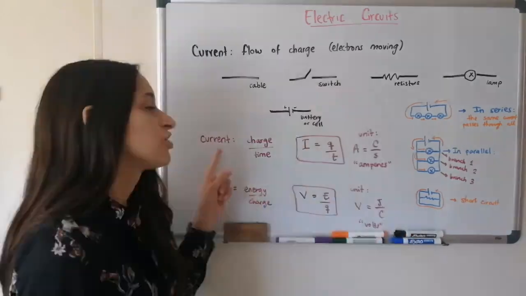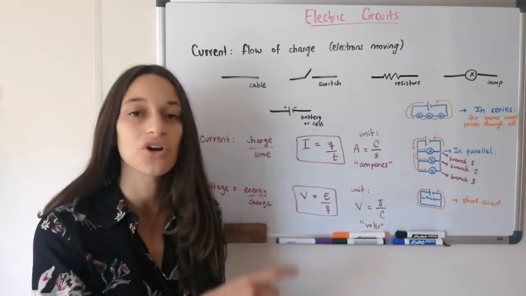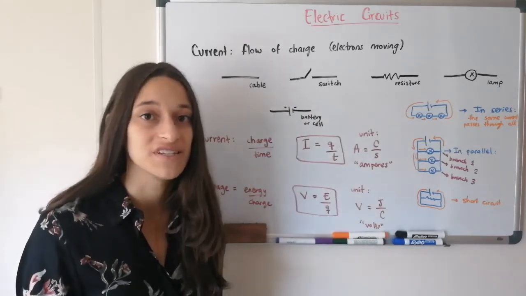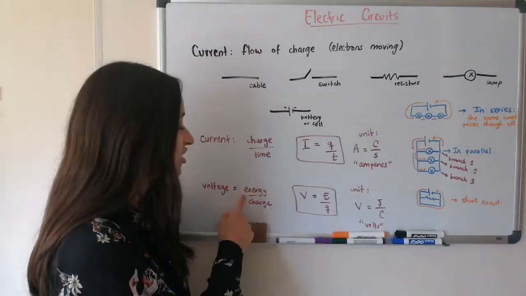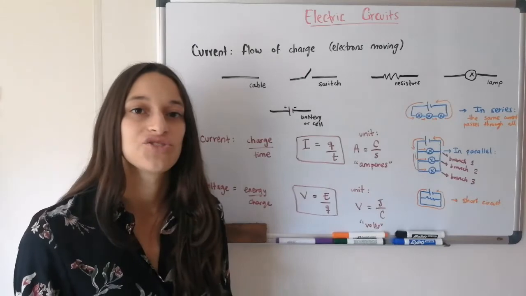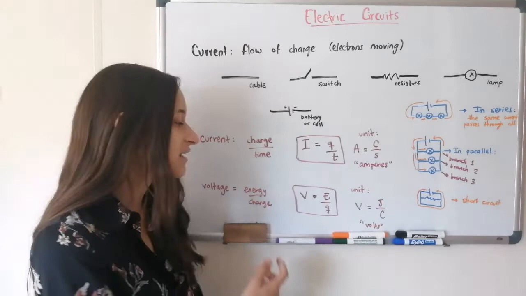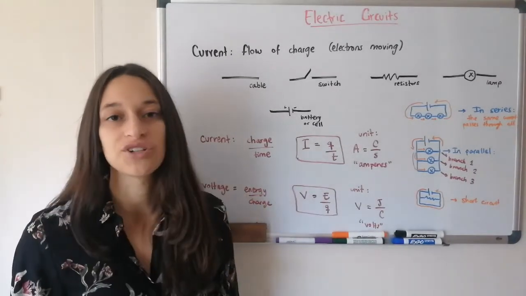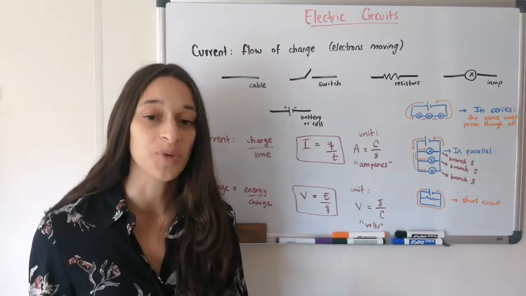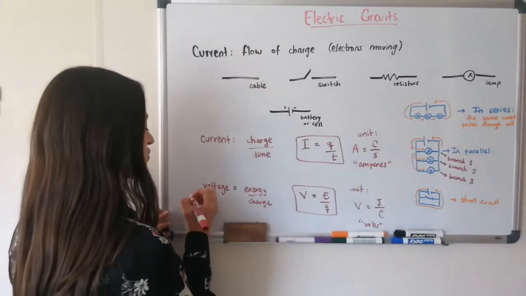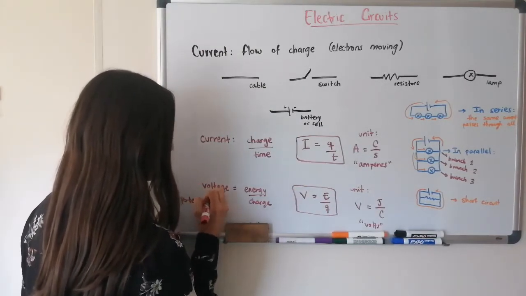So current is the amount of charge. It's talking about basically how many electrons are going around the circuit every second. So this tells us the number of electrons. And voltage tells us how much energy the battery gives each charge. So if you have a 9-volt battery, that means that the battery is giving 9 joules of energy to every charge. And we have two words to express voltage. We either call it voltage drop or potential difference. So this is voltage or potential difference. It means the same thing. It's just two words for the same thing.